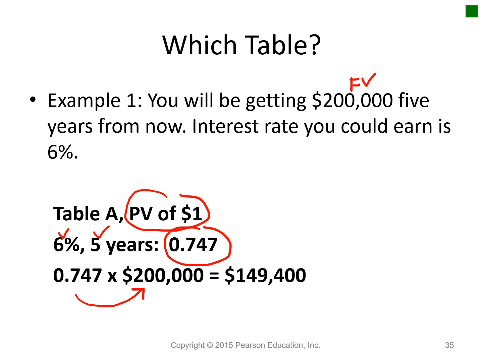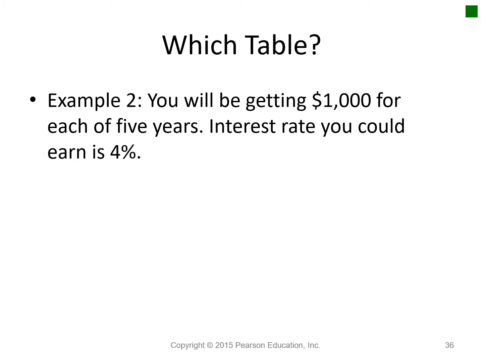Once you multiply that using these numbers, you would get a present value, what it's worth today, which would be right around $149,400. So again, trying to determine which table you want to use, look at this example. It says you will be getting $1,000 for each 5 years. Interest is 4%. So n again is going to be equal to 5.